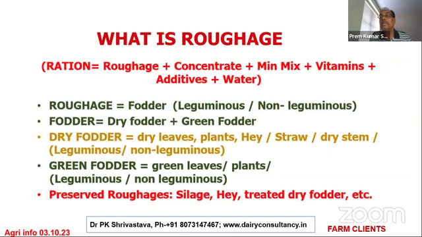Green fodder is green leaves. The same plant which was dry, when it was green, is green fodder. A green plant, right? It could also be leguminous, non-leguminous. There is a third kind of thing that is also forage, also roughage, and that is preserved roughage. They could be silage, they could be hay, and they could be treated fodder. We'll discuss all these things.